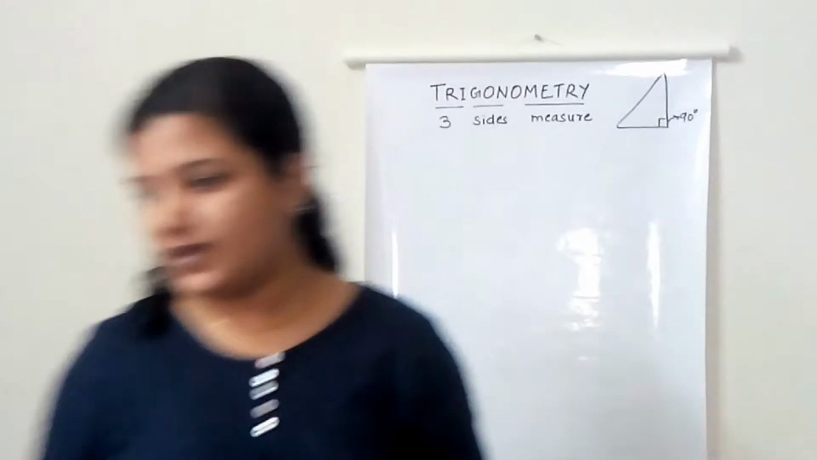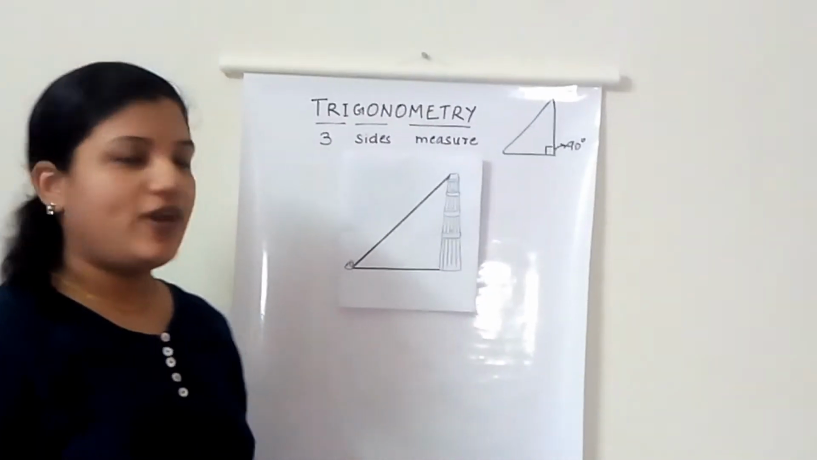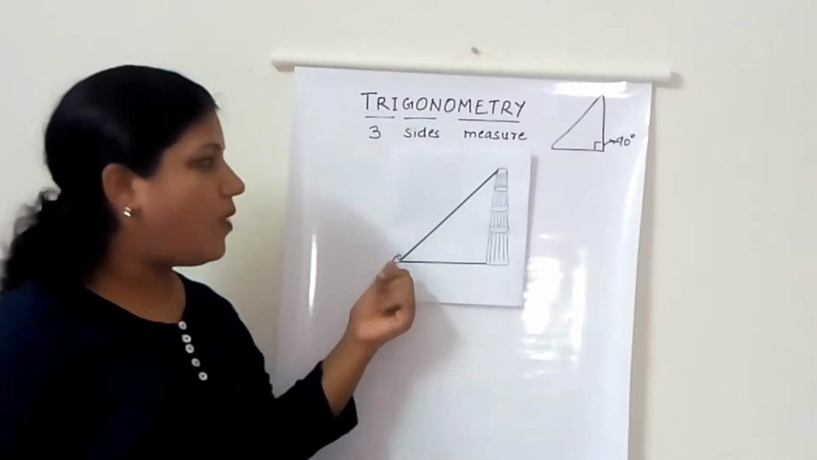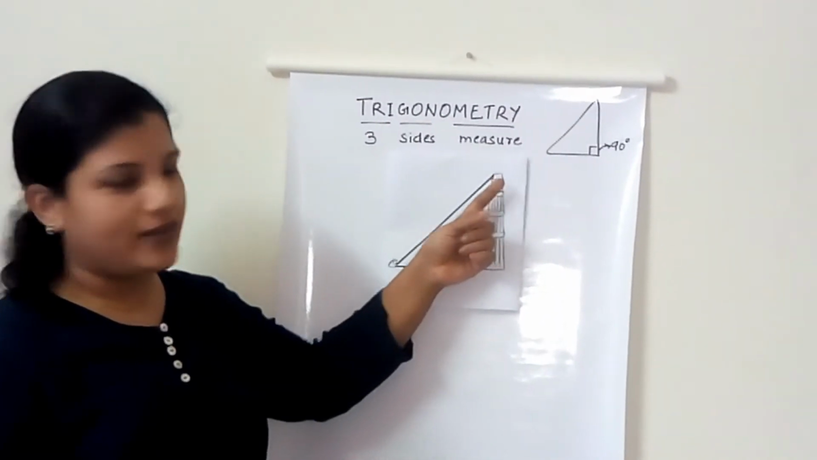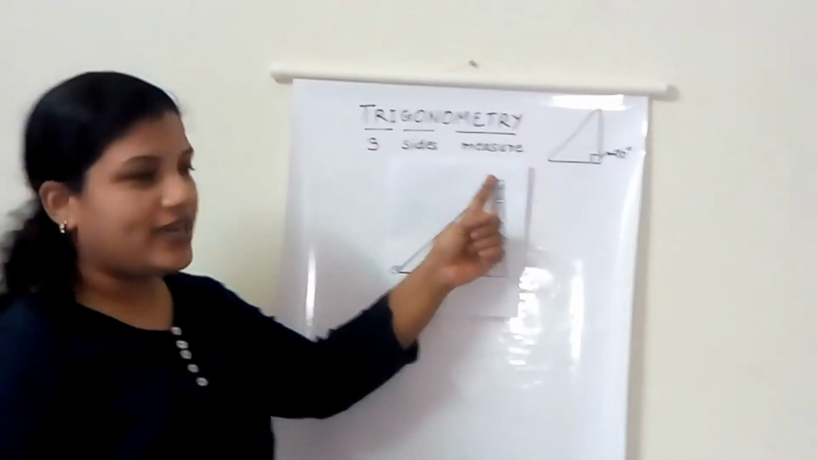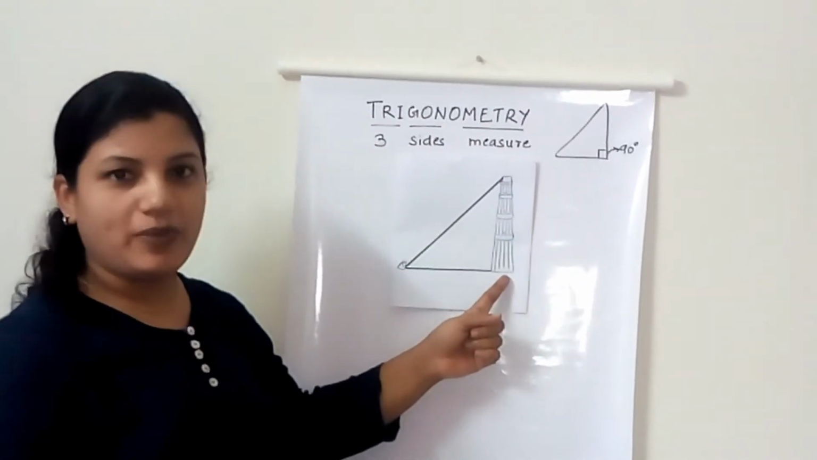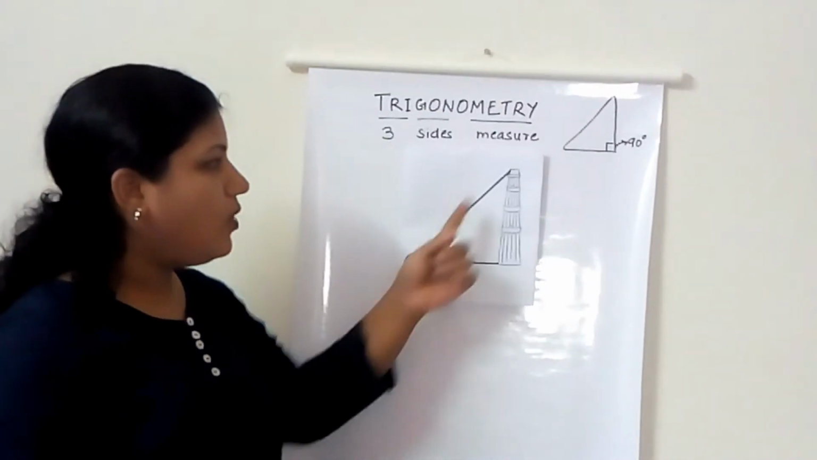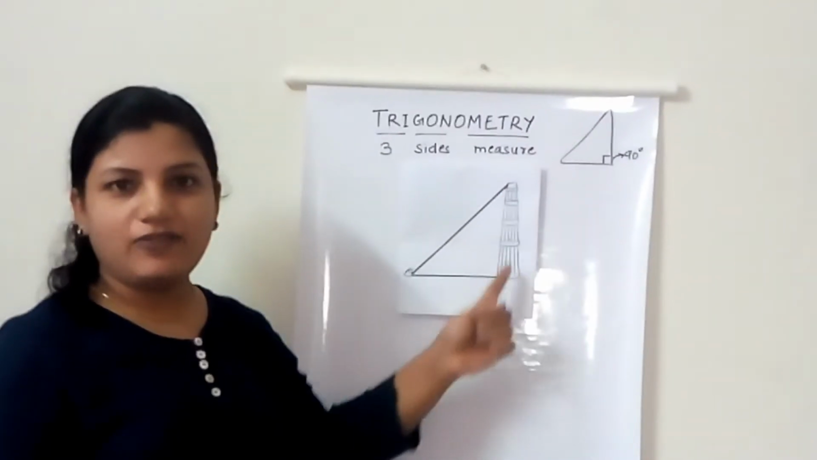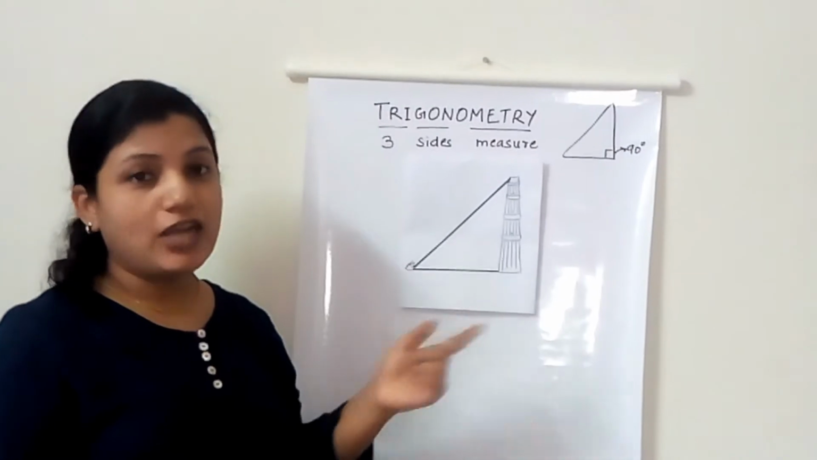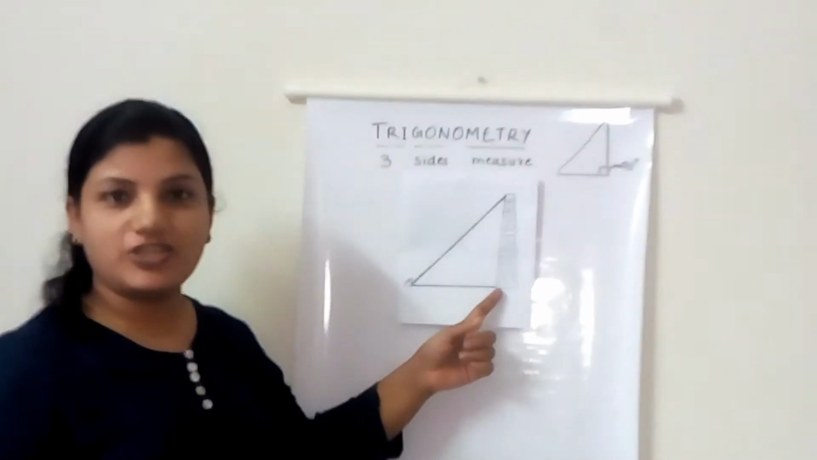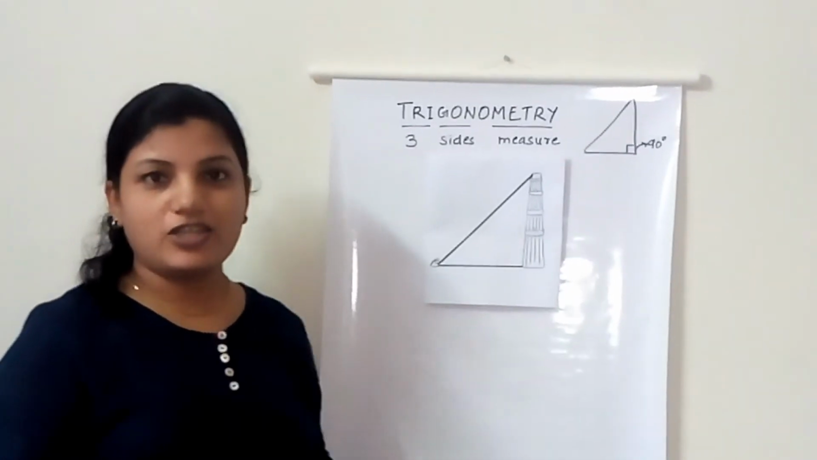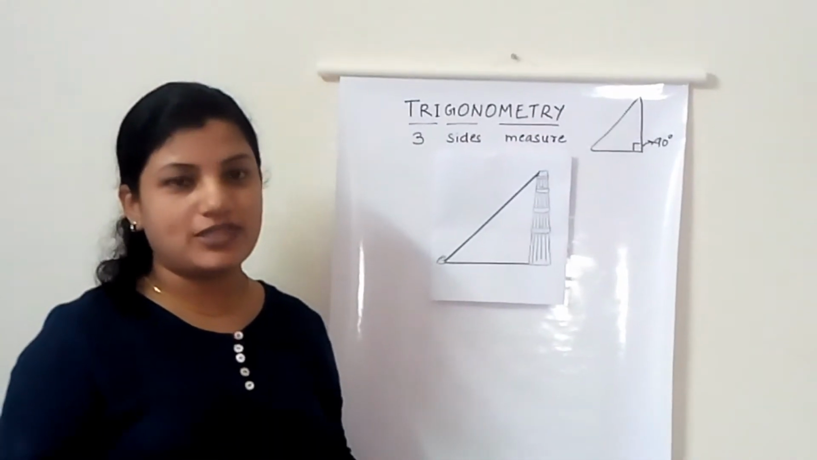Now, say for example, this is the Qutub Minar and I stand at a distance watching the top of the Qutub Minar. Then, my line of sight, the height of the monument and the distance between me and the monument all together make a three-sided figure that is a triangle. And to be more specific, it is a right triangle. Now, if it is a right triangle, it becomes easy for us to apply the trigonometric ratios.